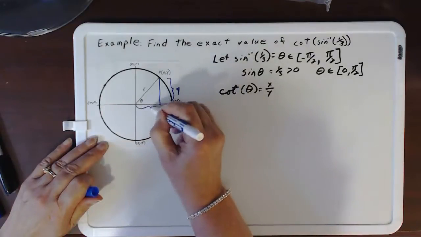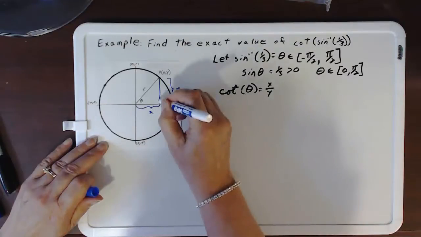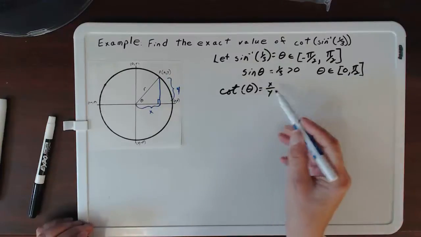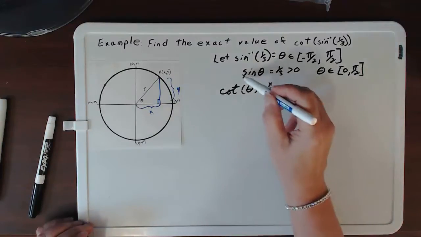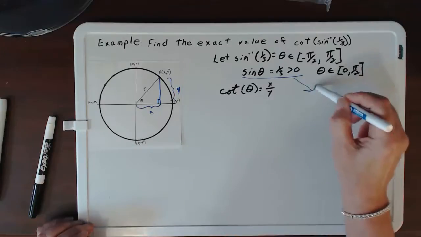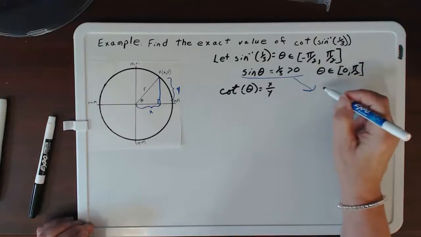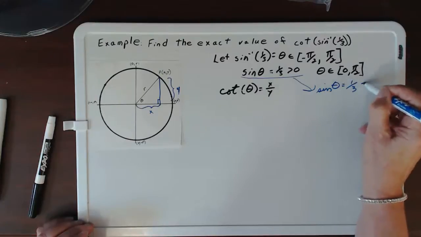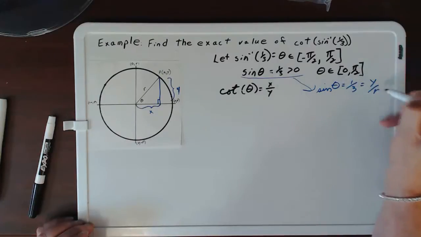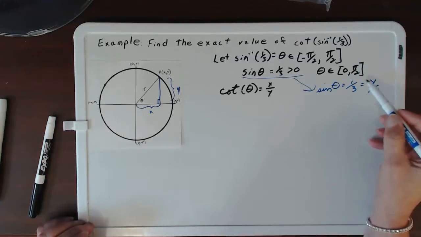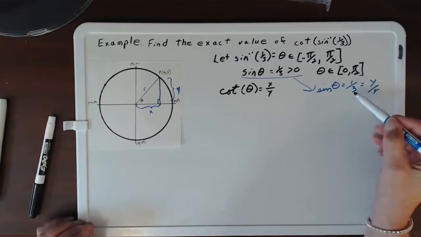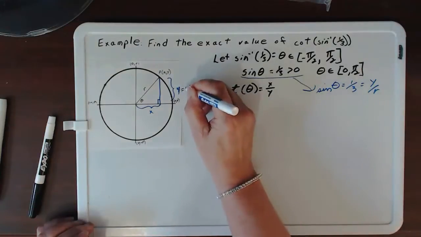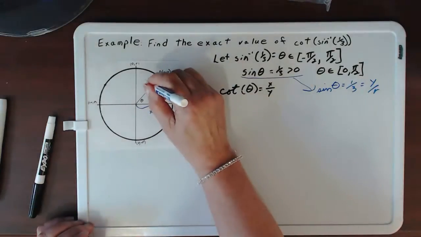This distance is x. We see that we have a right triangle, so we can find the cotangent of theta, which equals x divided by y. Now we know that the sine of theta, which is 1/3, equals y divided by r. So we see that our y equals 1 and r equals 3. We can say that y equals 1 and r equals 3.